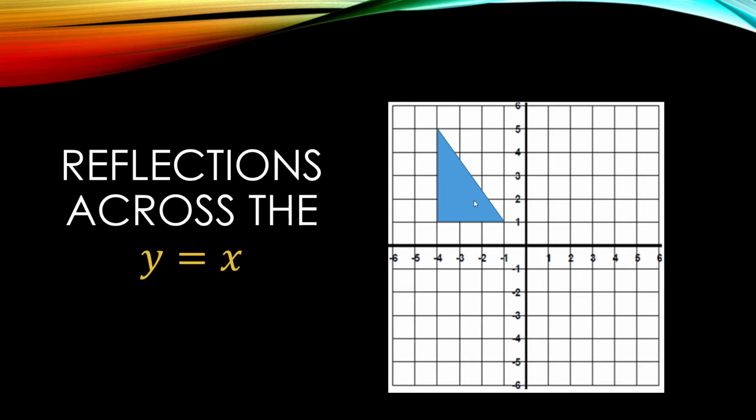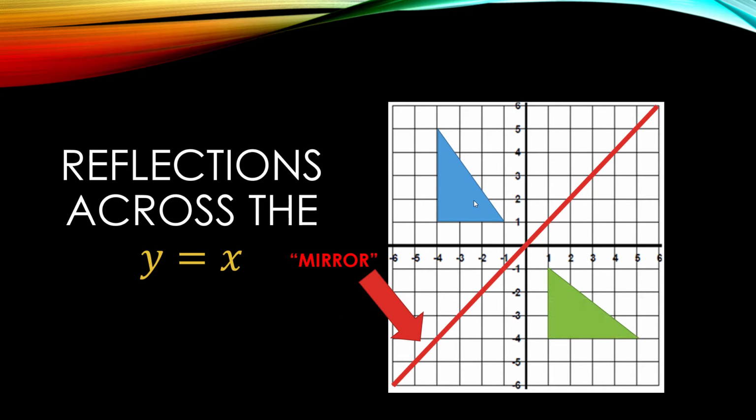Reflections across the line y equals x. So when we want to reflect this, we will first have to draw the line y equals x, which is this one. Now this one can be a little bit tricky, but this is the line that's going to be our mirror. So we have to make sure that our pre-image flips over this line and not the axes. So this is what we would get.